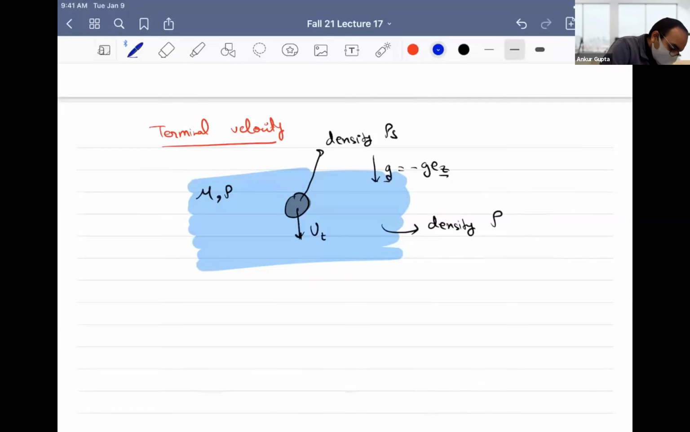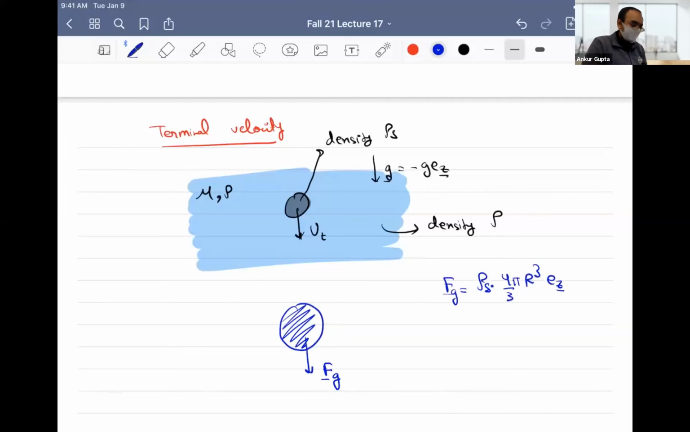So now if I have this, then I will be applying a gravity force, right? And gravity force on a solid would be rho s 4 by 3 pi r cube Ez. Sorry, minus g Ez. So it's in the direction of gravity. Gravity is pulling it down, right?